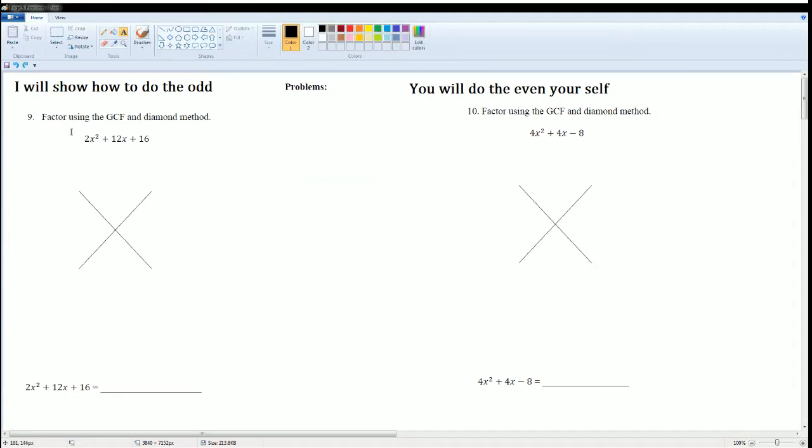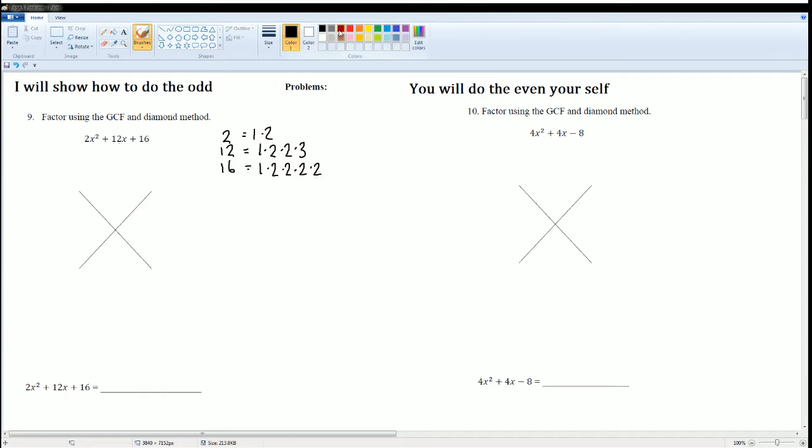First of all, number 9 asks you to use the GCF, the greatest common factor, then factor using the Diamond Method. You have to pull out the GCF first. The numbers you have here are 2, 12, and 16. To find the GCF, we write out their factors. 12 is 1 times 12, 2 times 6, 3 times 4. 16 is 1 times 16, 2 times 8, 4 times 4.